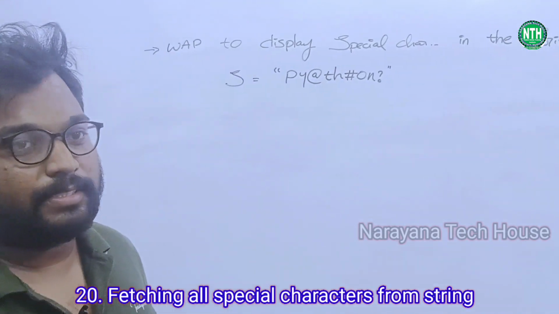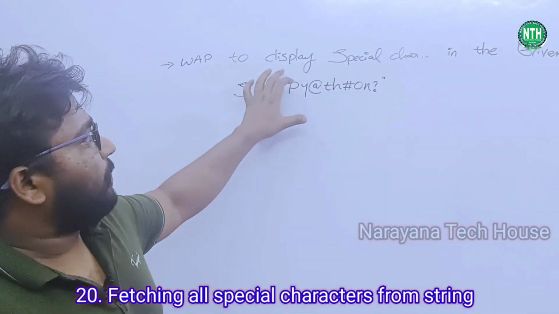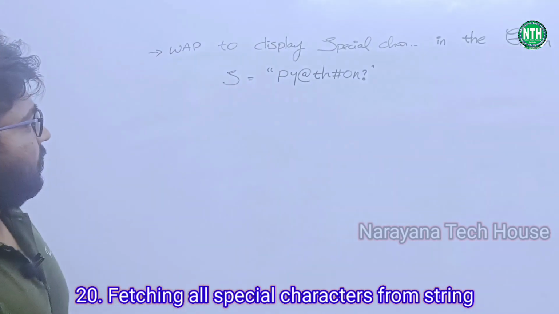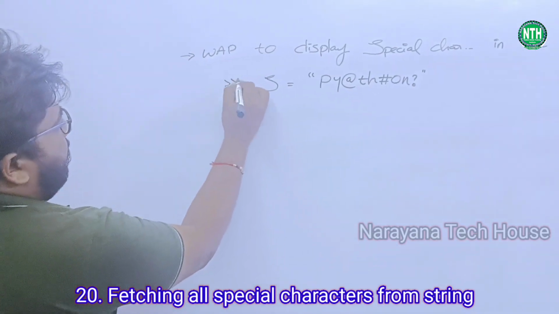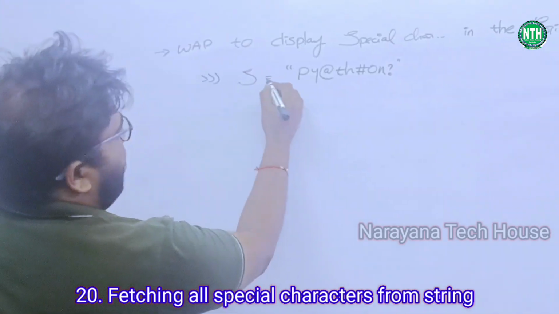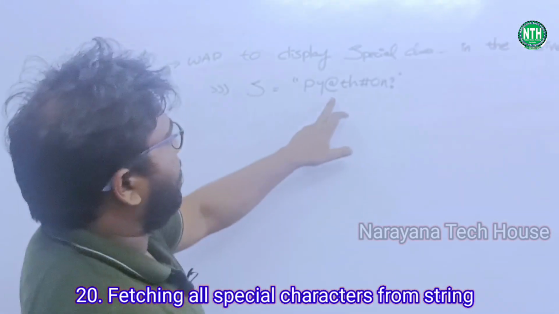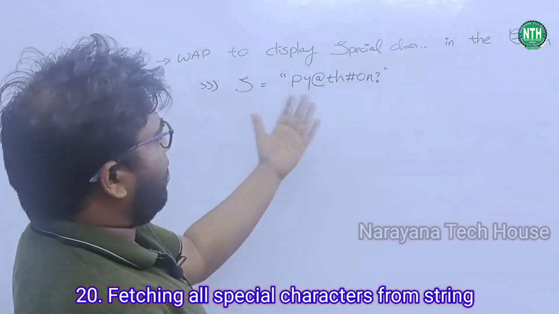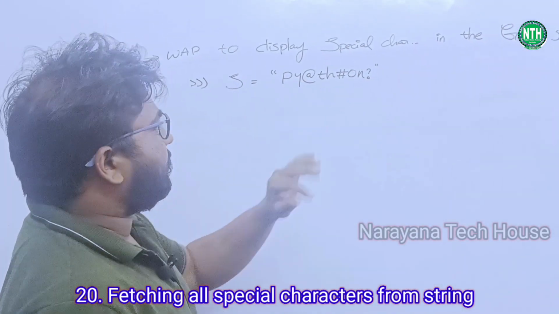Today, I will discuss a problem regarding displaying the special characters in a given string. First, we will take the string. Let s is equal to "py@th#on?". Let us take some symbols into the string.